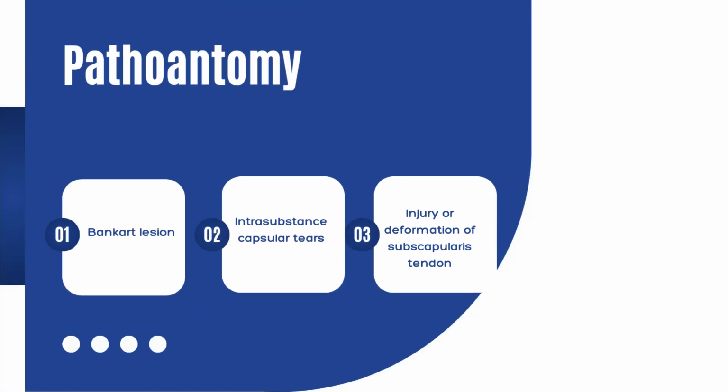Pathoanatomy of shoulder instability. When the joint dislocates the first time, this might tear the capsule and avulse the labrum. This is called Bankart lesion. Other intra-substance capsular tears might occur. Subscapularis muscle might be affected. Also, the bone of the humeral head might be indented. This is called Hill-Sachs lesion.